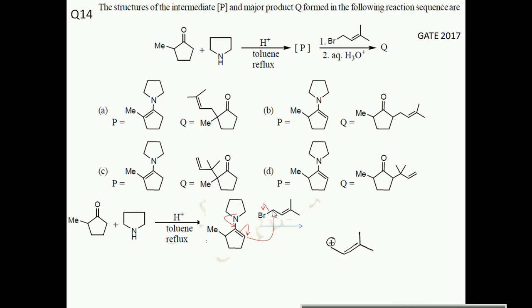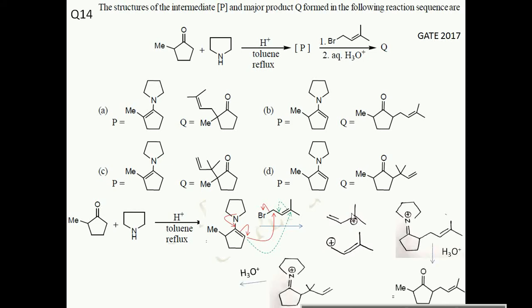And another possibility is that this double bond shifts here and we have a positive charge on this carbon atom and the enamine can attack on this carbon atom. So using the first carbocation we can have this product, and using the second carbocation we can have this product. When we do hydrolysis of it, it will convert into this and it will convert into this. So options B and D are both the correct answers.